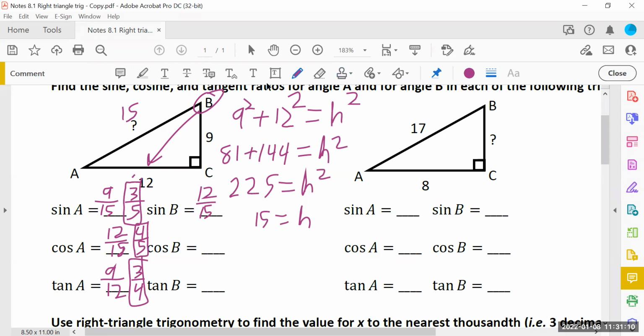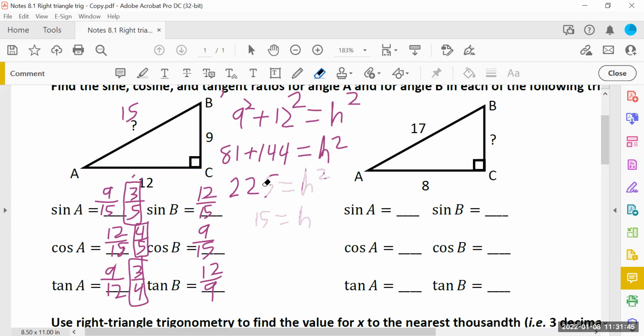And then I can look at the adjacent side for cosine. Cosine of B would be the adjacent over the hypotenuse, so 9 over 15. And then last but not least, I can look at the tangent, opposite over adjacent, 12 over 9. And these numbers should look familiar to you. As far as the 12 over 15, 9 over 15, those are the same things we got for sine and cosine before, but they are switched.